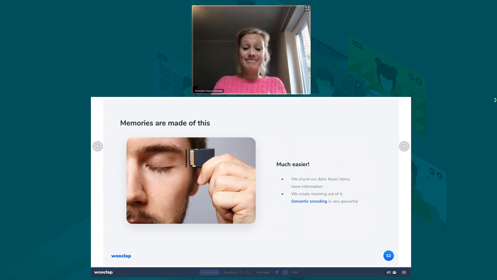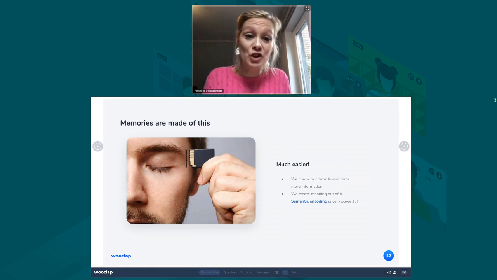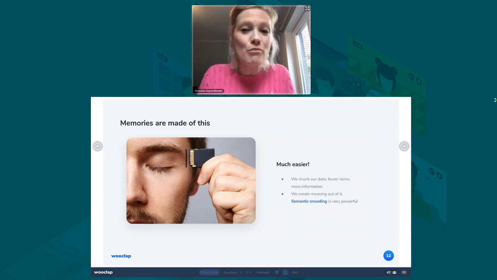Why is that? Well, we have chunked our data here so that we have fewer items with more information. We found meaning in it. So meaning, or semantic encoding, is particularly powerful, guys. This technique is called chunking, and it's very, very useful to remember unstructured information.